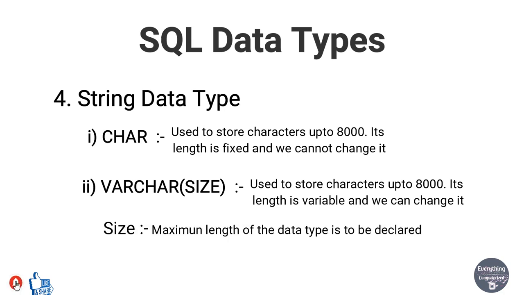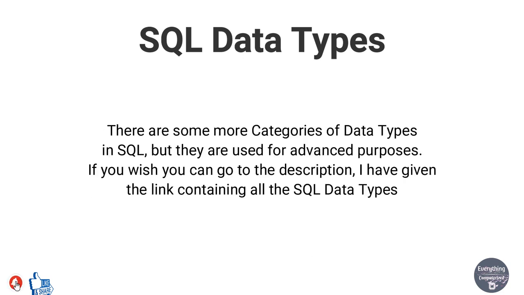In varchar, we have to determine the size of the data type, that is, the maximum length of the characters. For example, if we want to store names and we want to store only up to 20 characters, then we write varchar and within brackets we have to write 20. It will limit the number of characters to 20 and the characters exceeding this value will not be accepted.